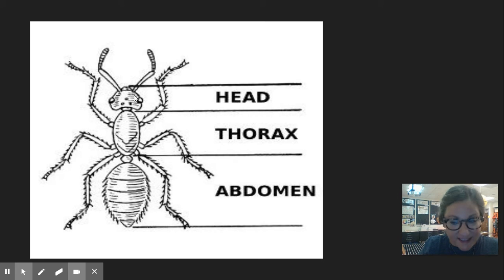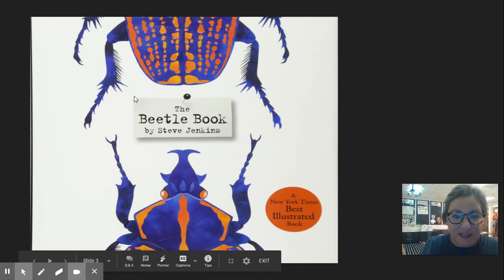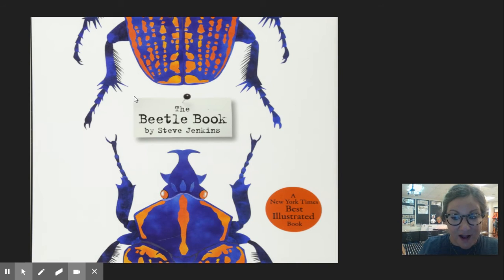So when you're looking at an insect, you would want to check for a couple of things to make sure it's an insect. Number 1, 6 legs. 1, 2, 3, 4, 5, 6. Okay. Number 2, 3 parts to the body: abdomen, thorax, and the head. So let's look at some examples from the Beetle book. Let's be inspired by the Beetle book.